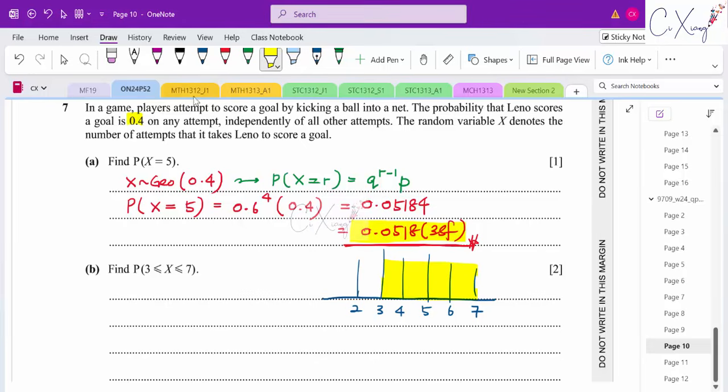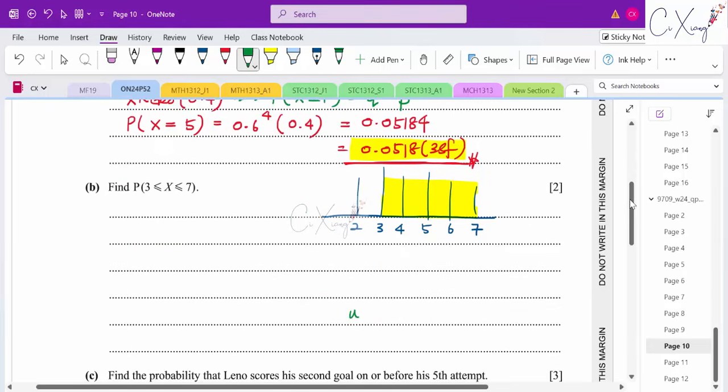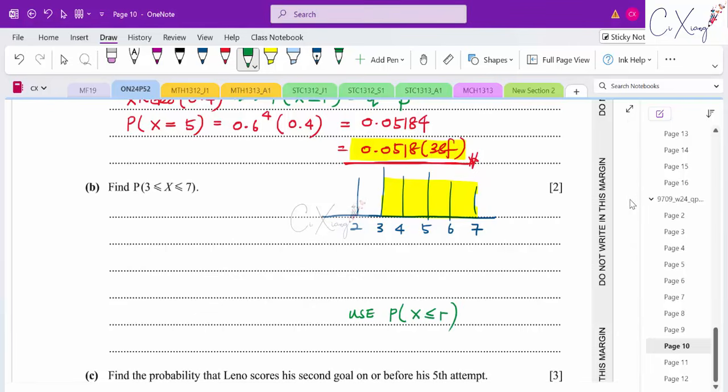To find all this probability, you can either list out the values of x one by one, then apply the calculation. Or you can use a shortcut formula. Maybe I write it here. The shortcut formula is: x smaller than or equal to r, must have the equal sign, is equal to 1 minus q to the power r. This is a shortcut formula you can consider using if you feel it is helpful. But I think this formula is not provided in the formula booklet.